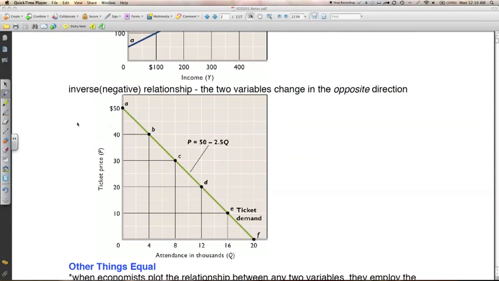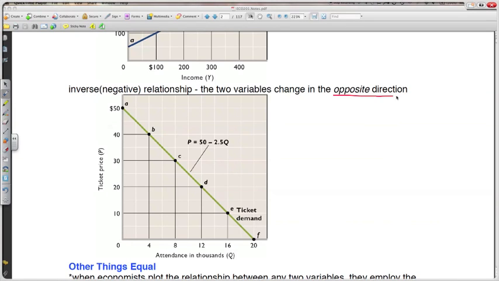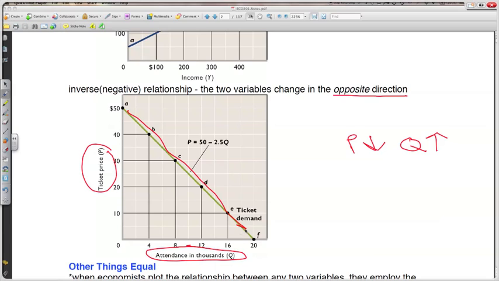An inverse or negative relationship means that the variables change in opposite directions. So here we have ticket price and the attendance in thousands. So if something changes in opposite directions, if price decreases, then we should see an increase in quantity. Notice that these two are opposites. And again, this is a linear relationship because it is a straight line. So as ticket prices decrease, we see attendance increasing.